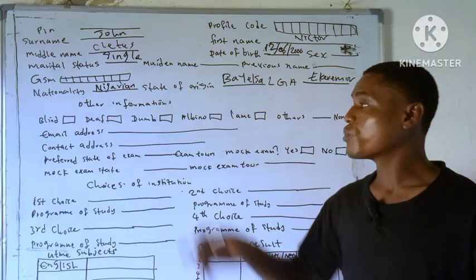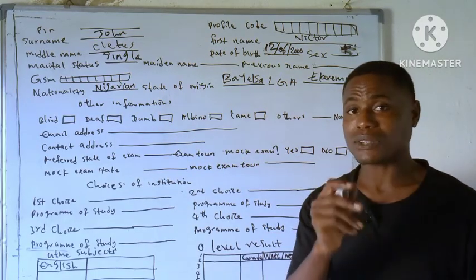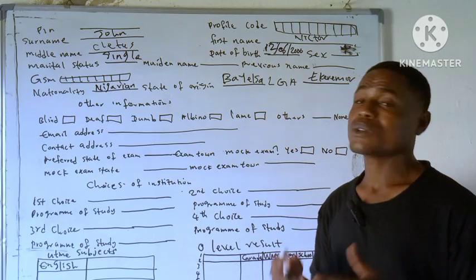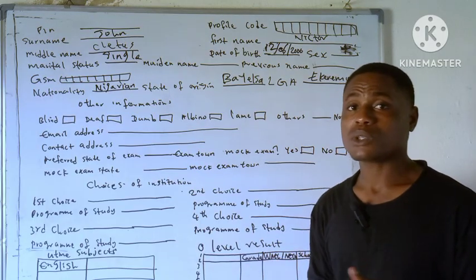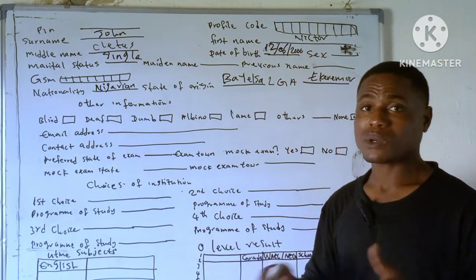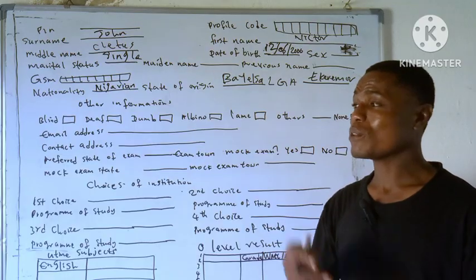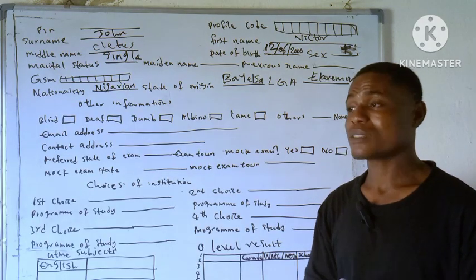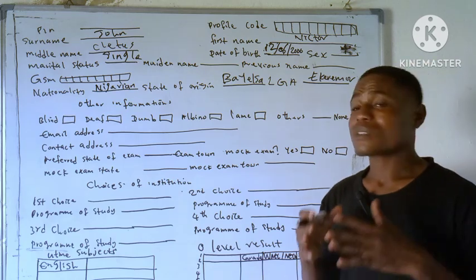Are you getting it? If you put your wrong email address, when they want to send you admission, they will send it, but you can't log in due to what? Wrong email address. So when you are filling your Jamb form, make sure you take time. Are you hearing? Make sure you take time. In fact, just calm down.